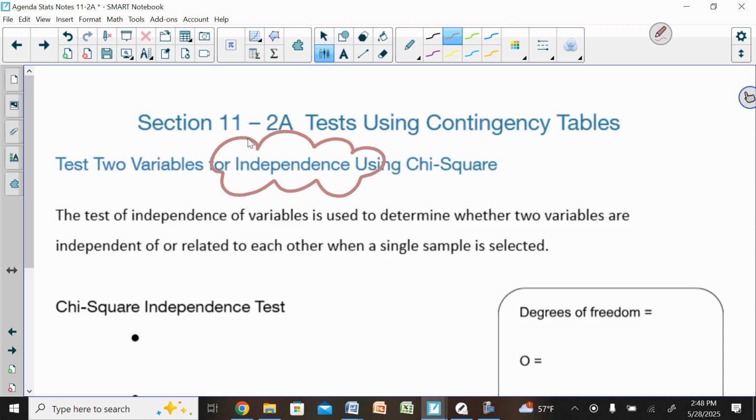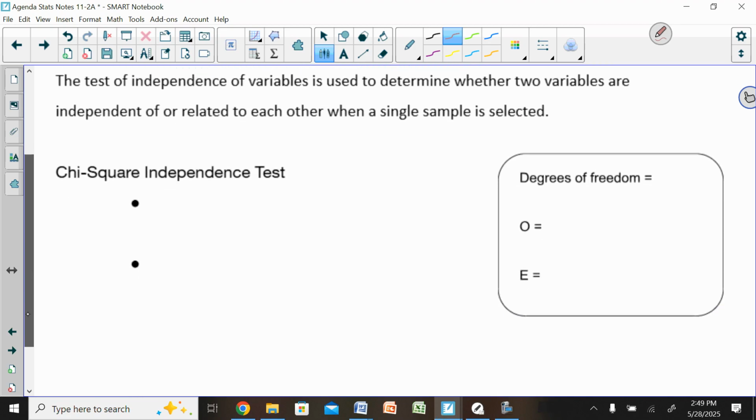So yesterday, section 11-1, we tested 1 variable for goodness of fit to see if it fit into an expected pattern. So the test of independence of variables is used to determine whether 2 variables are independent of each other or related to each other when a single sample is selected. So this is going to sound a lot like what we've talked about already for our chi-square. And we did talk about independence way back in chapter 4.